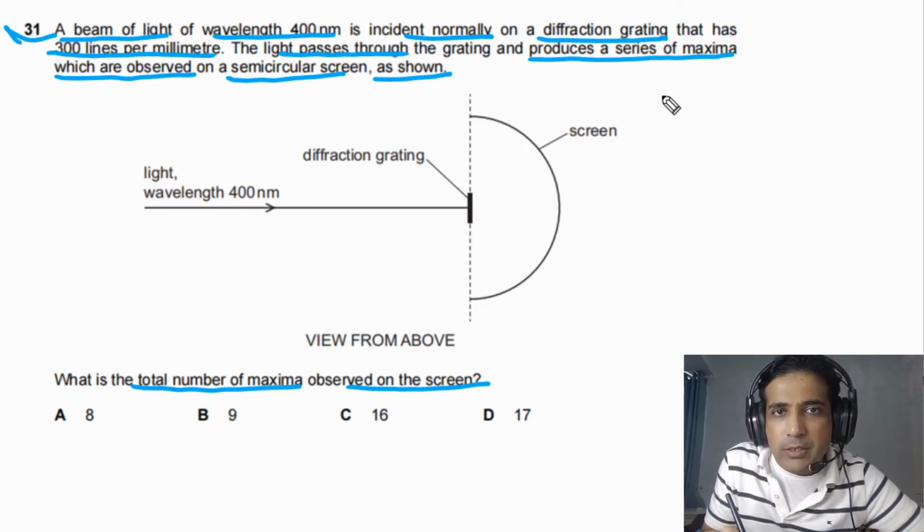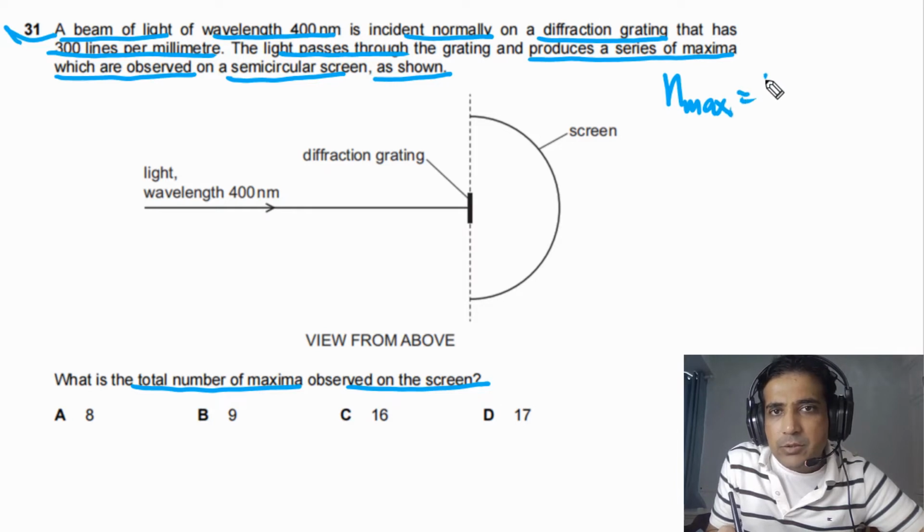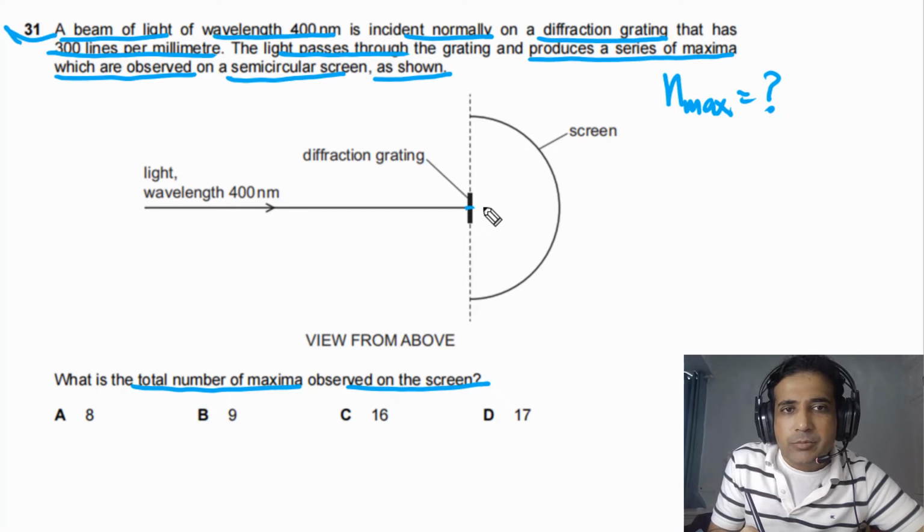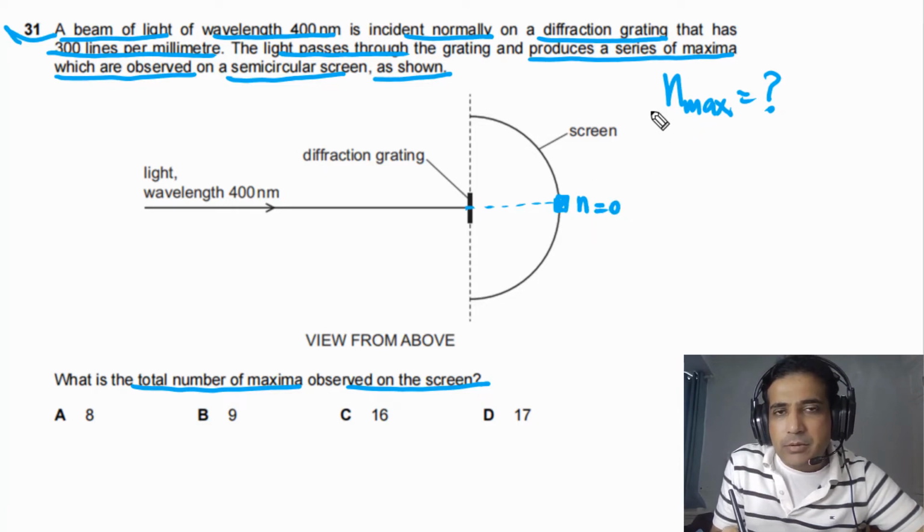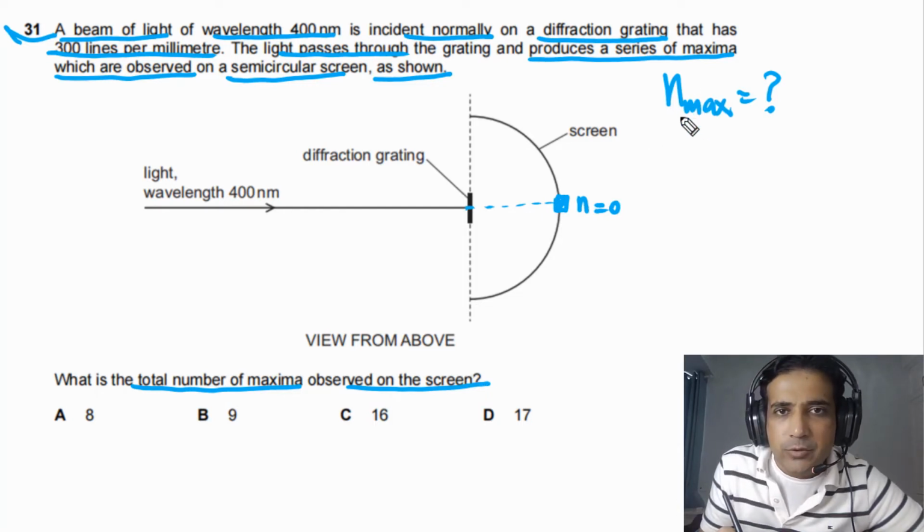So first of all, let's try to find the value of n max. N max simply means that at the center we will see a center maxima. For this one, n is equal to 0. N max means we will calculate, in this case, the number of maxima on one side of the center maxima, and then we will calculate the total number of maxima. So let's find n max first of all.